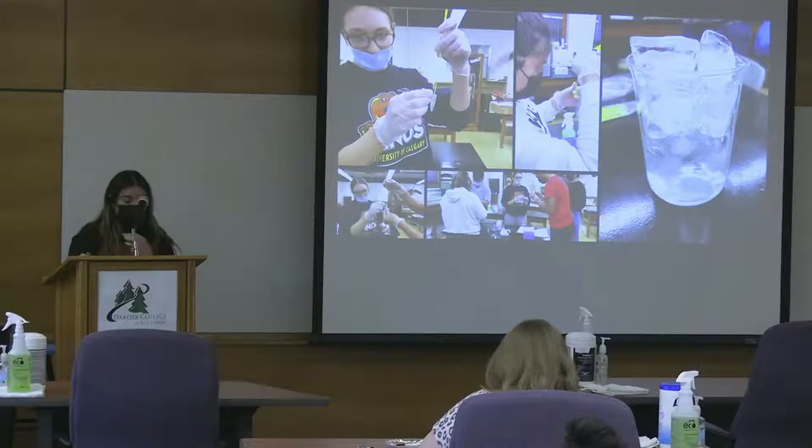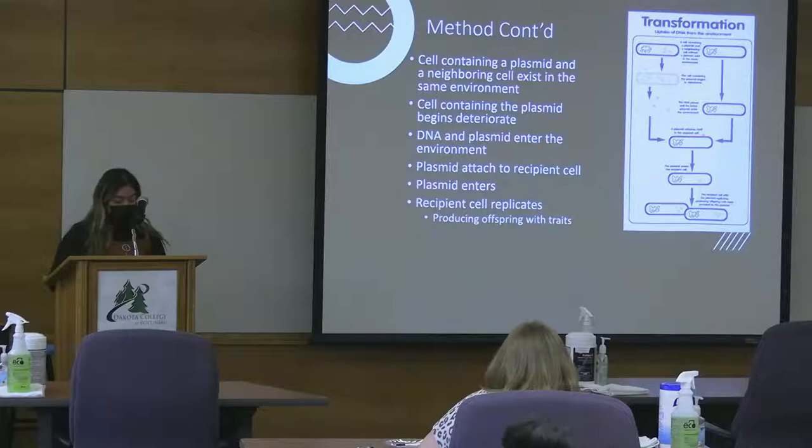As mentioned before, we used the transformation process. For this portion of our process, our DNA and plasmids were already in the same environment and had already attached to a recipient cell. As the process continued, the recipient cell will replicate and then produce offspring with the traits.